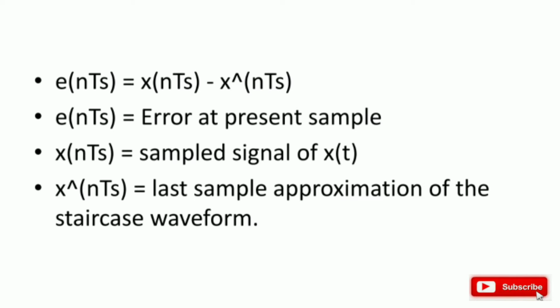What I mean to say is that X(nTs) is the sampled signal of x(t), and X̂(nTs) is the last sample approximation of our message signal in the form of the staircase. We compare these two values and the error is generated as e(nTs), and we will judge the DM modulation according to this error function e(nTs).